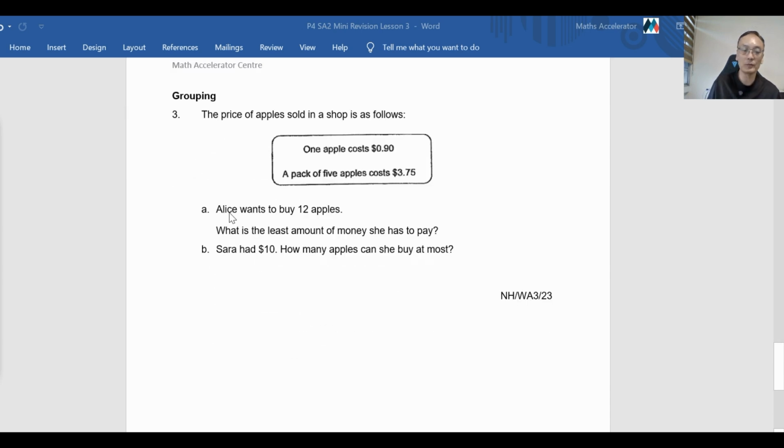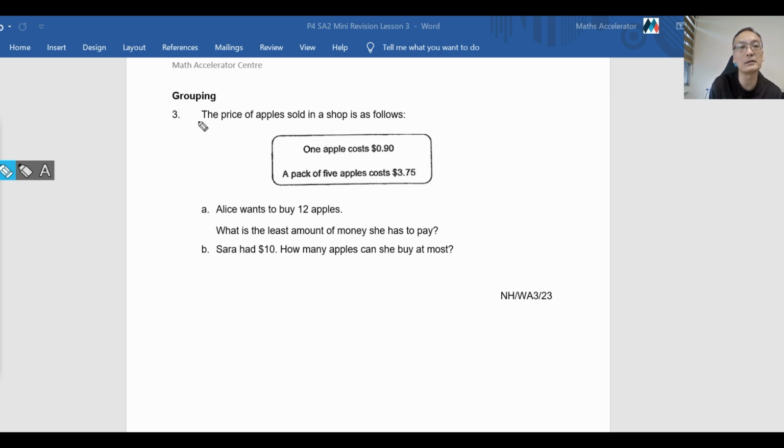Okay, the third question will be on the grouping concept. Let me read the question first. The price of an apple sold in a shop is as follows. 1 apple costs 90 cents and a pack of 5 apples costs $3.75. Alice wants to buy 12 apples. What is the least amount of money she has to pay? Sarah has $10. How many apples can she buy at most?